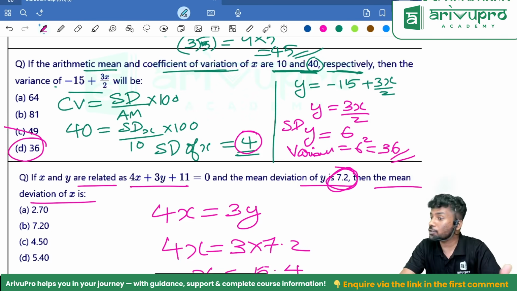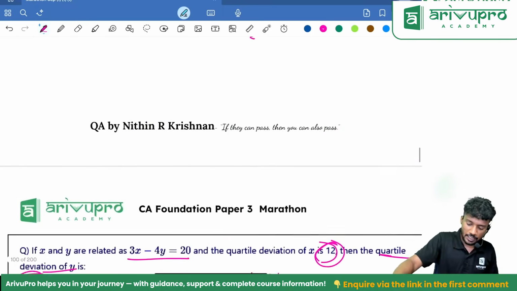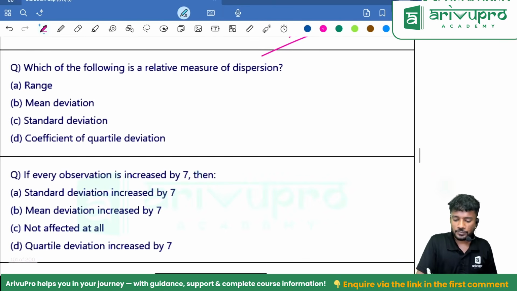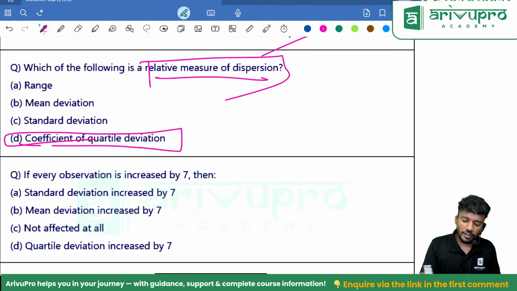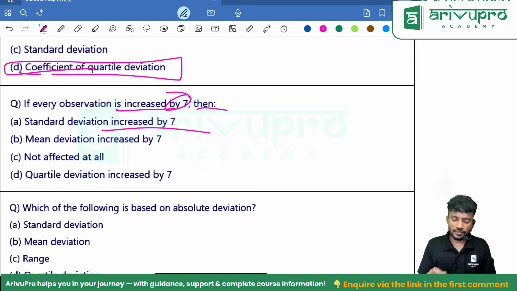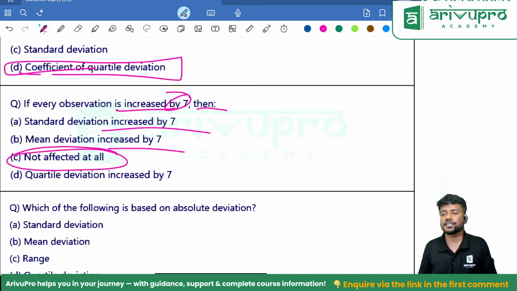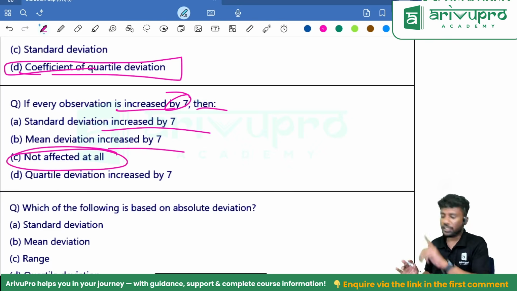So this way also we can ask. It was asked one time based on this. Now, which of the following is a relative measure of dispersion? Coefficient of quartile deviation. If every observation is increased by 7, then the standard deviation is increased by 7, mean deviation is increased by 7, or not at all affected? Not at all affected. It is not affected by origin.